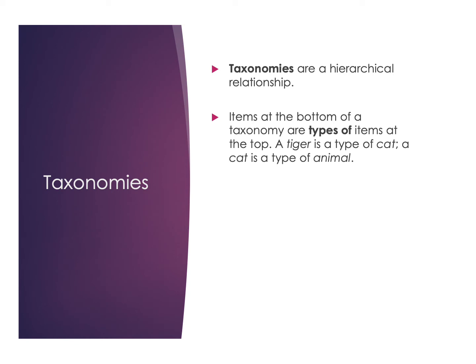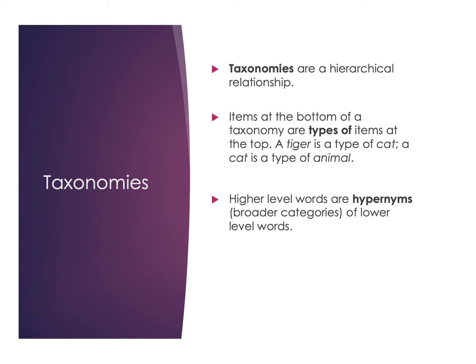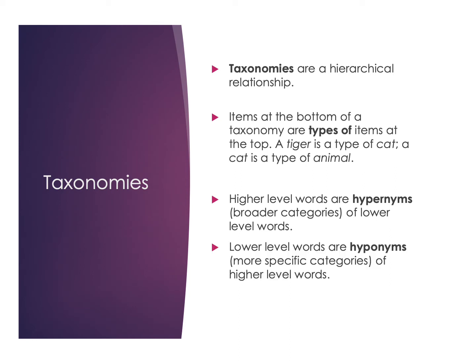So the higher level words we call hypernyms, a broader category of those lower level words, where the lower level words are hyponyms, a more specific category of those broader terms above it. And the way that taxonomies are useful in how we think about meaning is because of the way that we organize our thoughts.